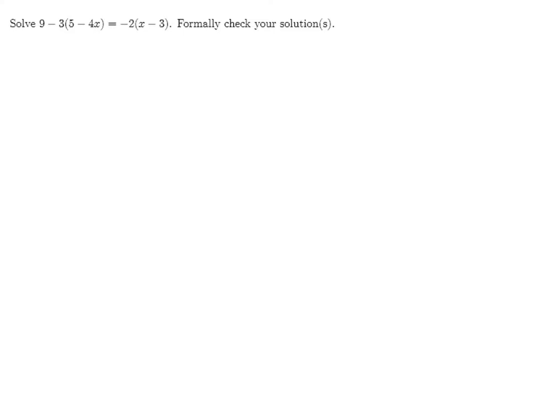Once we've done that, then we'll use the addition property of equality and the multiplication property of equality to get the value of x all on one side of the equation, which will tell us the value of the solution that makes this equation true. So to start, let's write that full equation. So we have 9 minus 3 times 5 minus 4x, and that's equal to negative 2 times the quantity x minus 3.